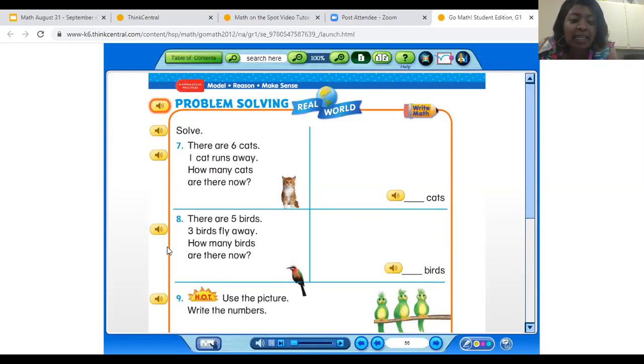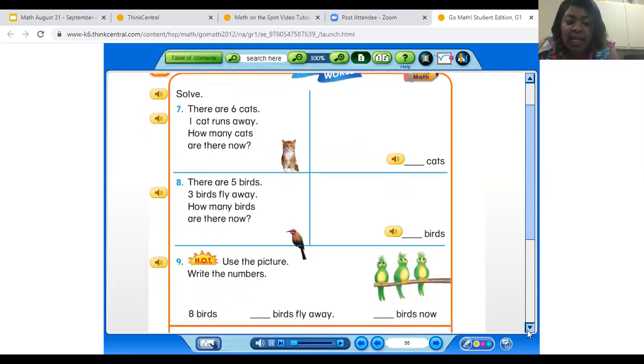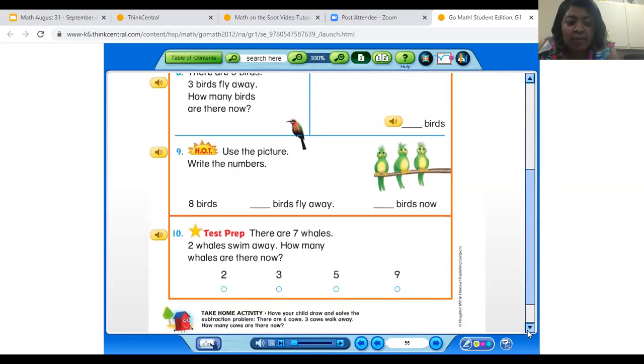Let's look at number 8. There are 5 birds. 3 birds fly away. How many birds are there now? So maybe you should draw those 5 birds, and maybe you should let 3 of those birds fly away. Number 9 is a hot problem.